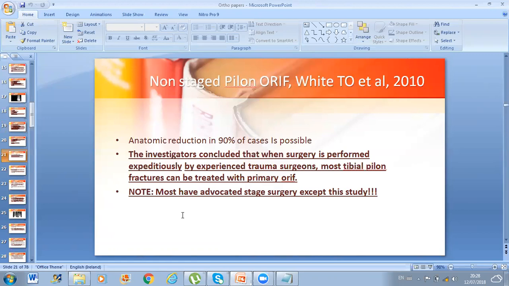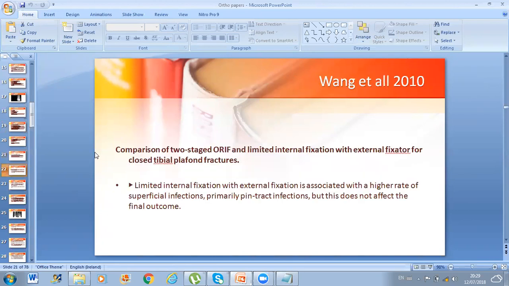Operative. Anatomic reduction in 90% of cases is possible. The investigators concluded that when surgery is performed expeditiously by an experienced trauma surgeon, most tibial pilon fractures can be treated with primary ORIF. Most have advocated staged surgery except this study. I wrote it down because you should remember it.